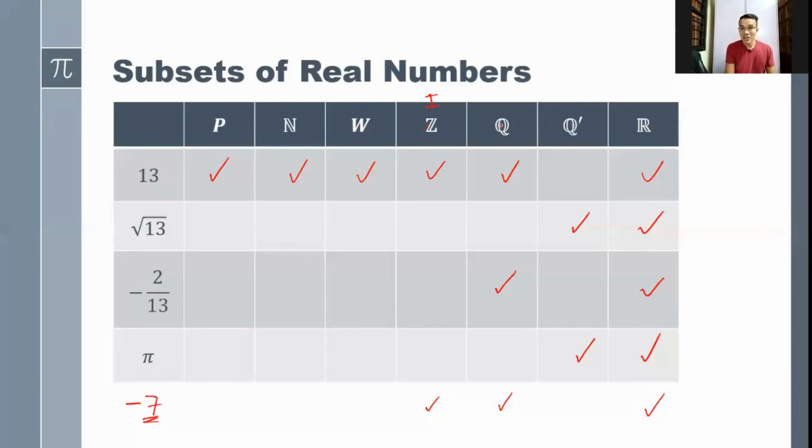Q, rational numbers, from the word quotient, ratio, fraction. Any number that can be expressed as a fraction, that's Q, a rational number. Q prime is the complement of rational numbers, so irrational. And we have the set of real numbers. All of these numbers are real numbers.